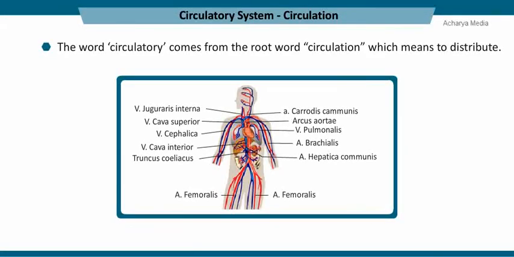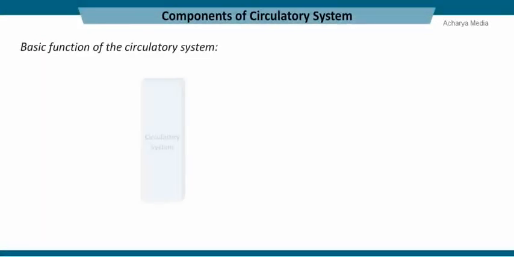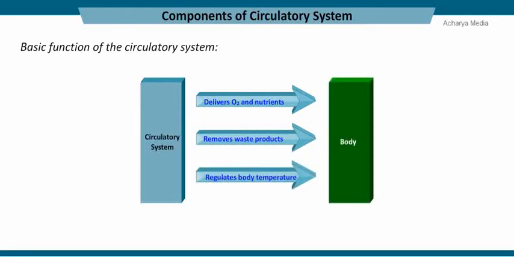The word circulatory comes from the root word circulation, which means to distribute. The main purpose of the circulatory system is to distribute its components evenly throughout the body. The basic functions of the circulatory system are to deliver oxygen and nutrients to the cells, to remove waste products after metabolic activities, and to regulate temperature of the body.